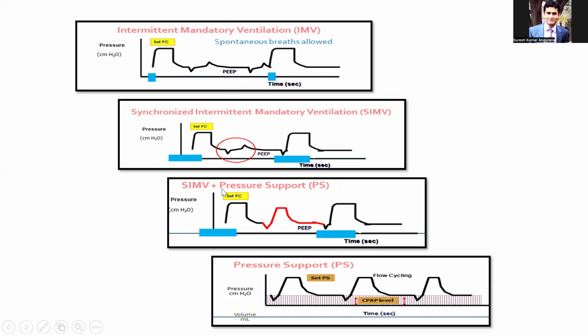Then comes SIMV with pressure support, which is the addition of pressure support to this form of ventilation. Here it is the same as SIMV, but the spontaneous breaths of the patient will also be supported by the ventilator. These spontaneous breaths will be patient triggered and patient cycled, but assisted or supported by the ventilator. Pure pressure support ventilation means all the breaths will be initiated by the patient, and whatever breaths he is taking will be supported by the ventilator, right?